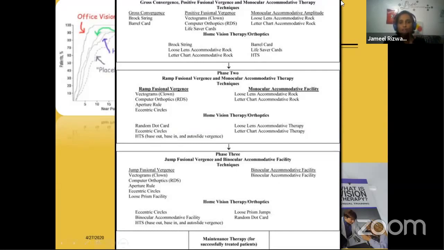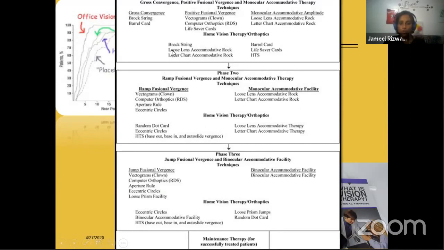Okay, so in the first stage, just look at the headers. The first stage is all about training gross convergence. In the second stage, it's about training the ramp vergence. Okay, ramp vergence is nothing but training step vergence, so you're improving the vergence amplitudes. And in the third phase, it's about building the facility. So you're improving the jump vergence, and that is how you keep adding procedures.